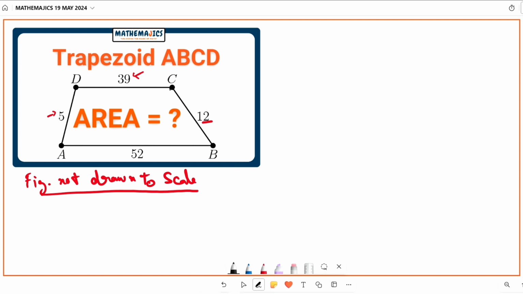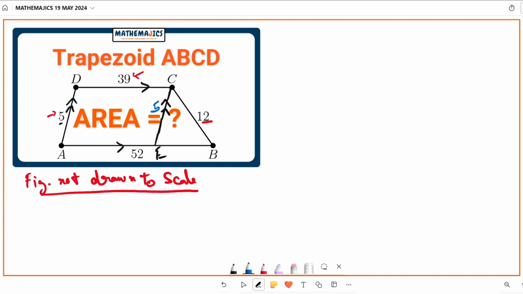So first of all, let's draw a line parallel to DA. I am drawing a line parallel to DA from point C like this. Let me name it CE. We know that CD is already parallel to AB, and AD is also parallel to CE. Now, if opposite sides are parallel, this becomes a parallelogram. So if this is 5, CE will also turn out to be 5 units.